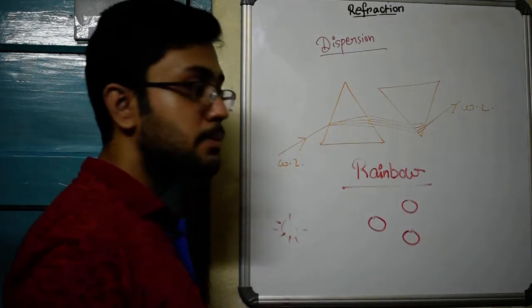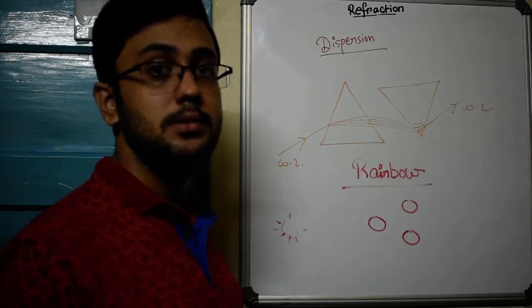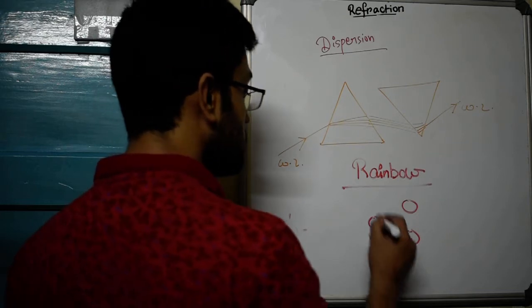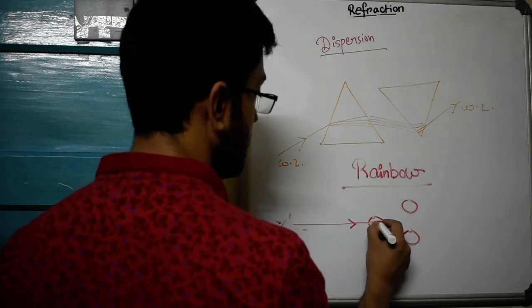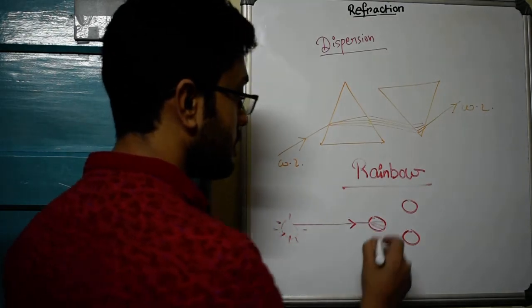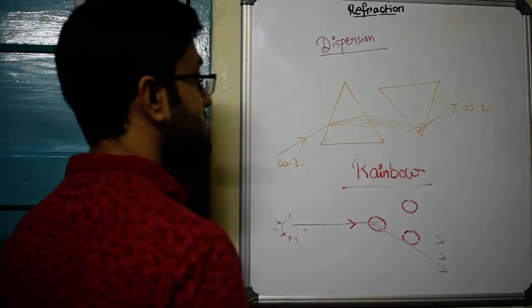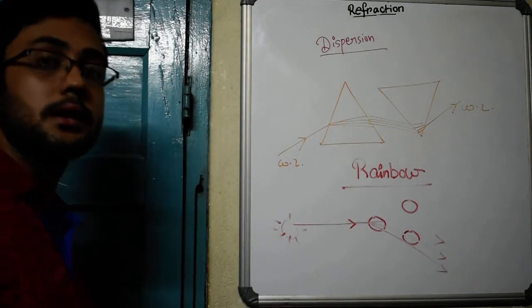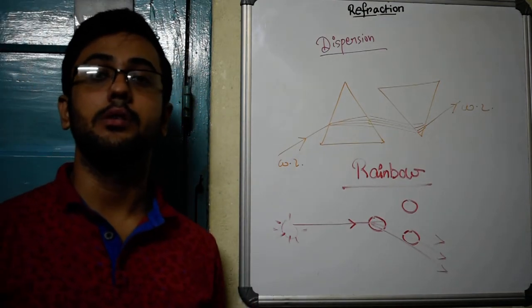Now we know in our atmosphere, the clouds, what are they? They are basically suspensions of water formed around dust particles. So when white light enters the water droplet, it divides into the 7 colors and comes out to form the 7 colors of the rainbow. So in nature, it is the water droplets which act as the prism and give us this beautiful natural phenomenon of rainbow.